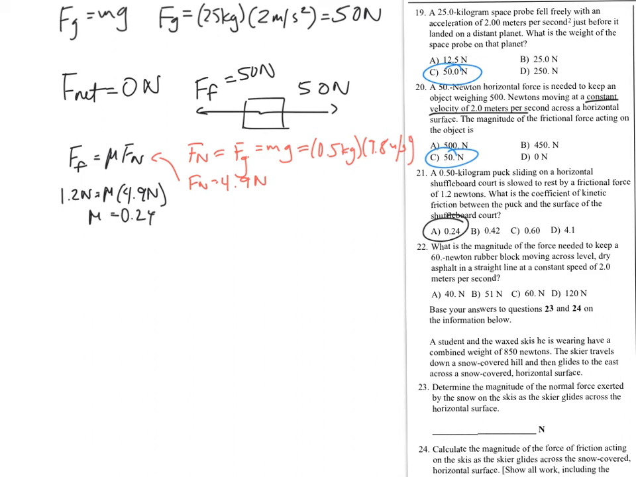Question 22, we need to find the magnitude of the force needed to keep a 60 newton rubber block moving across level, dry asphalt in a straight line at a constant speed of 2 meters per second. This is a little bit more involved. So let's draw a free body diagram.